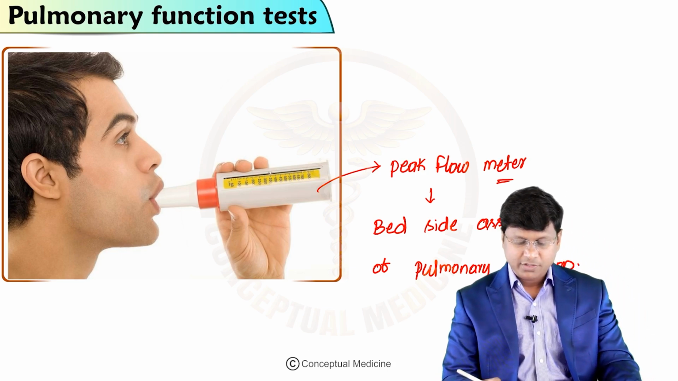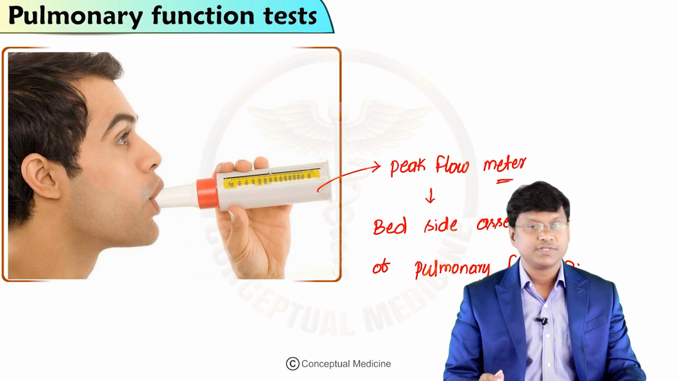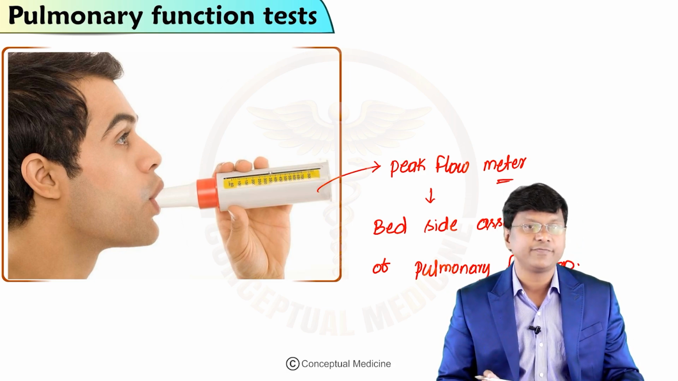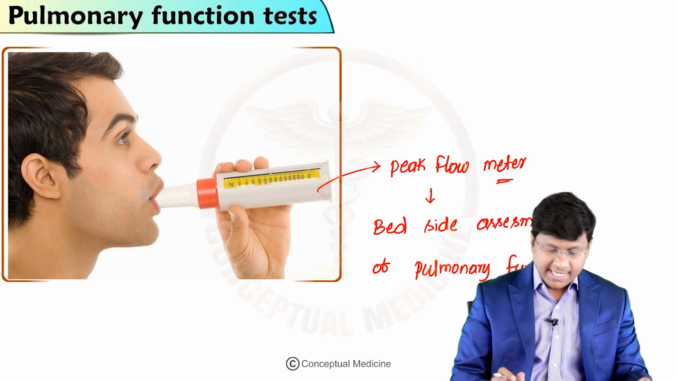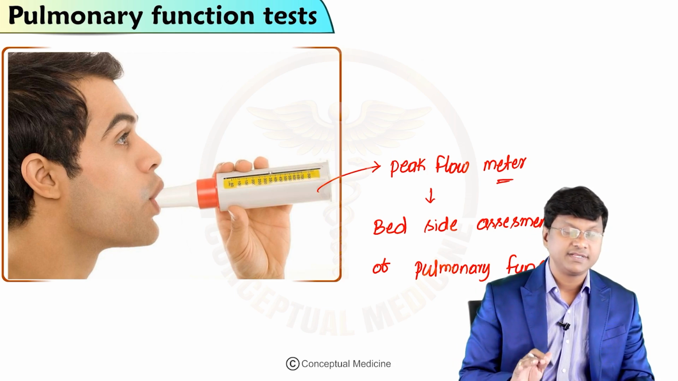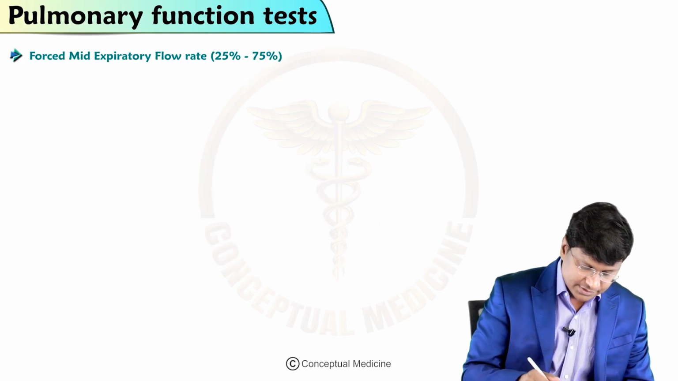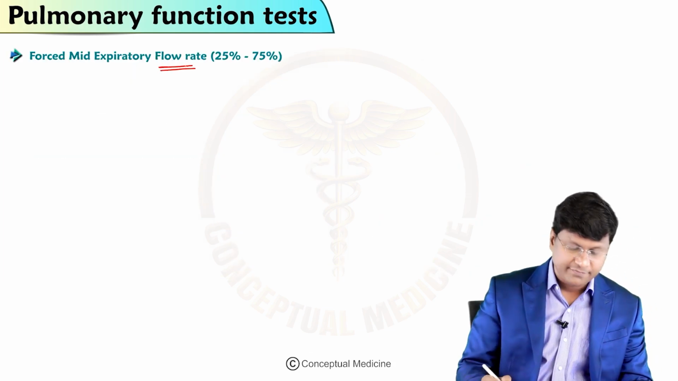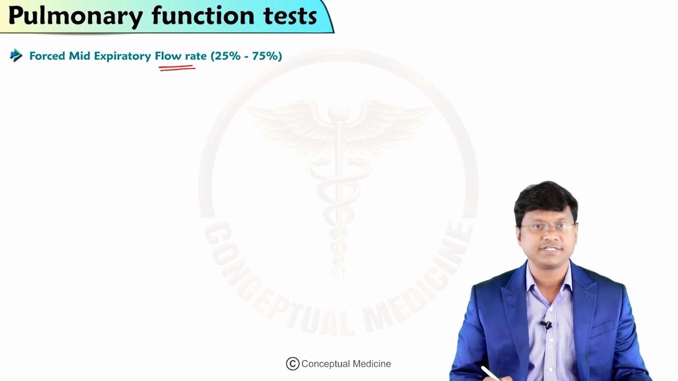Right, bedside assessment of the pulmonary functions. Okay, so that is the peak flow meter. Now, after having discussed the peak expiratory flow rate, we have one more parameter that we need to discuss, that is the forced mid expiratory flow rate, that is 25 to 75%.